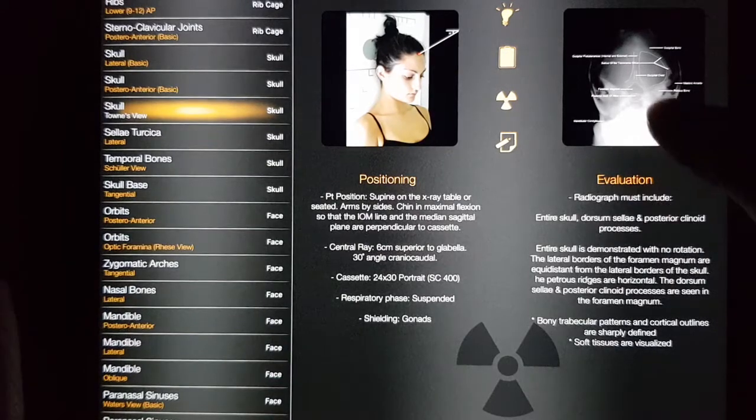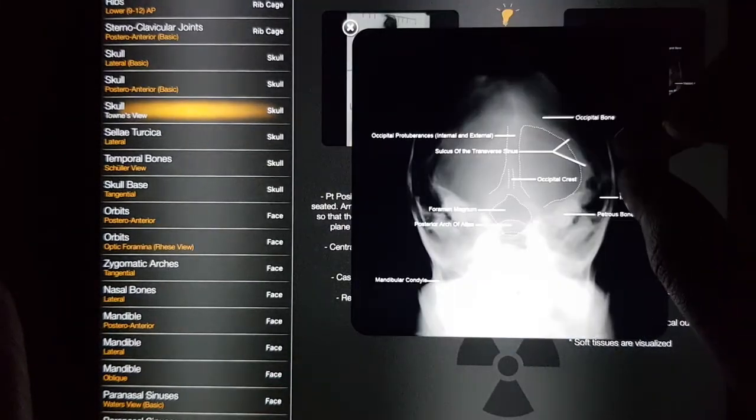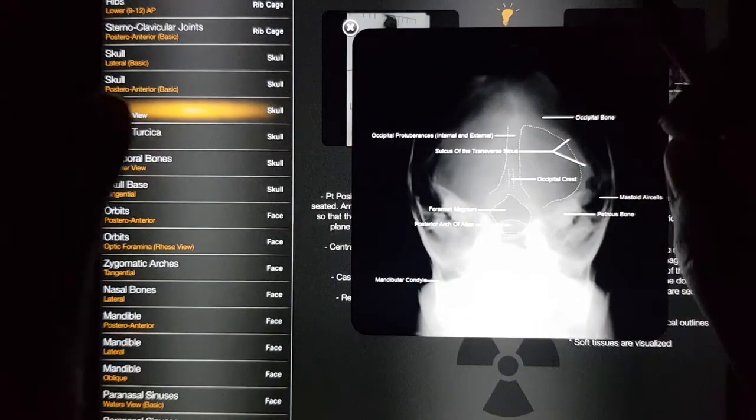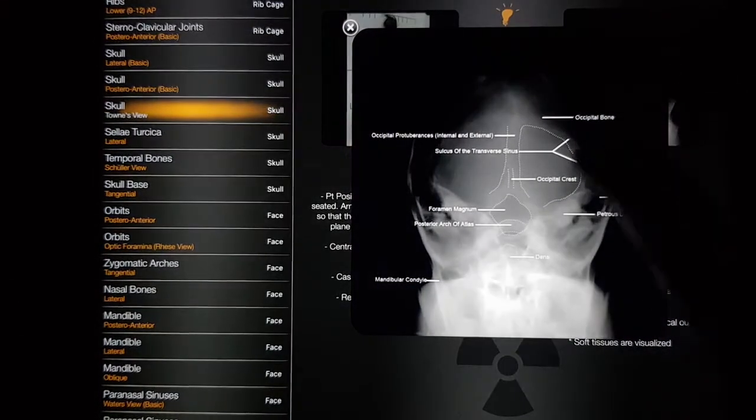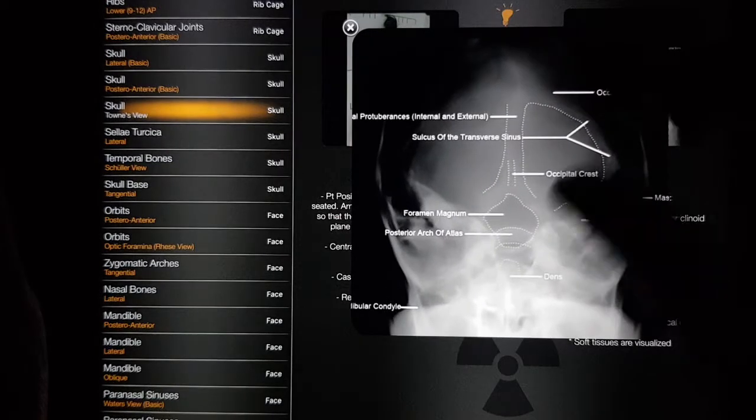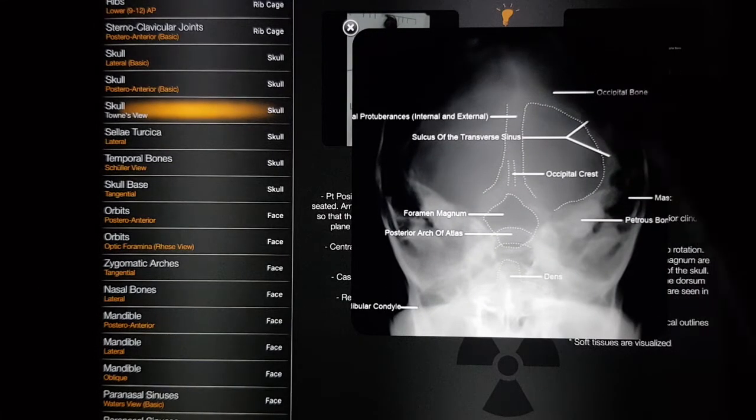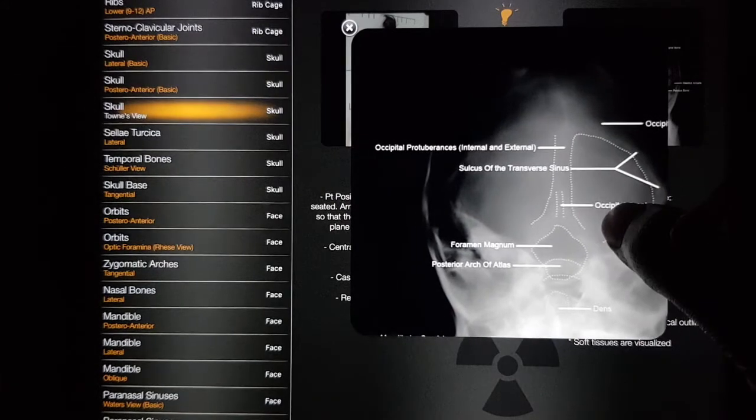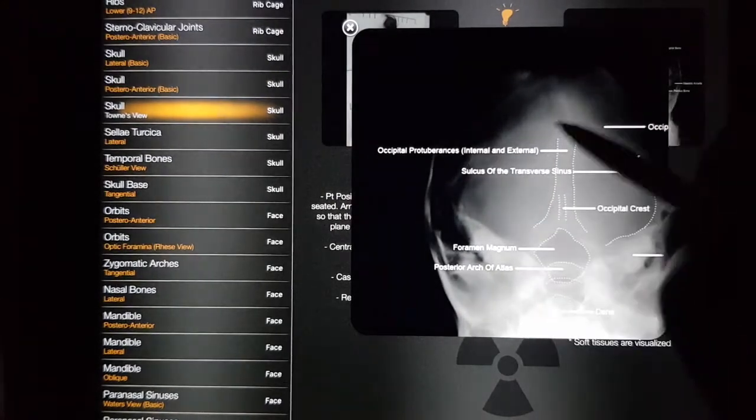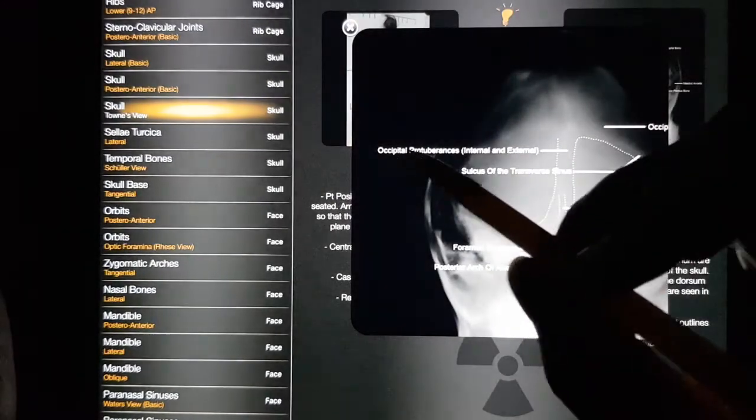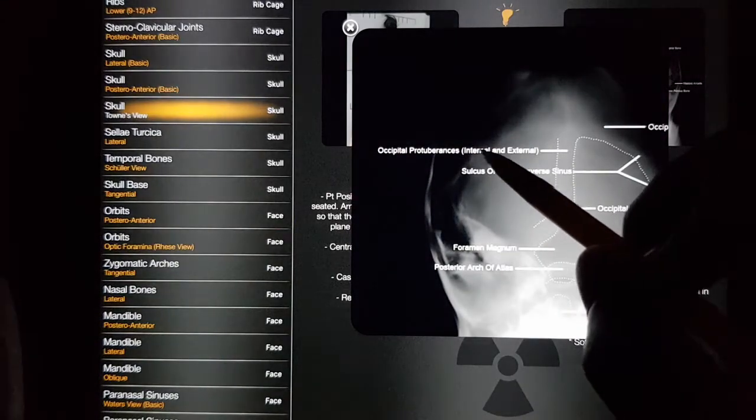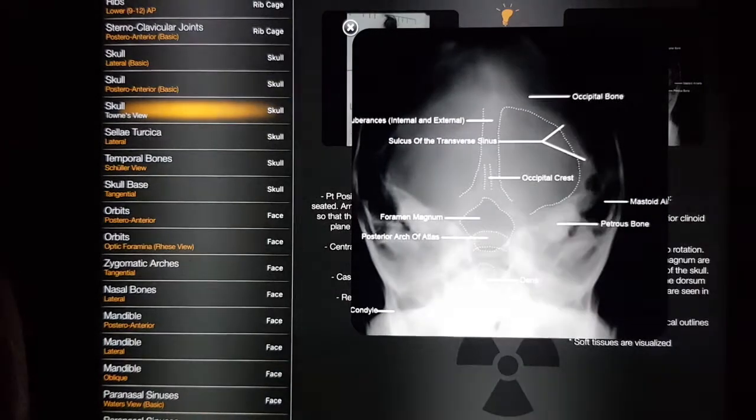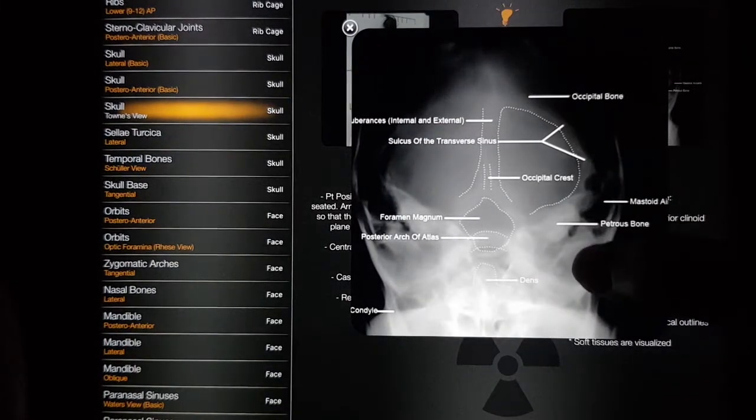Now here is the x-ray. First of all, we should identify certain landmarks, which are already marked here. The sulcus of the transverse sinus, which is added knowledge, is part of the dural venous sinuses. Now coming back to the Towne's view, the occipital protuberance, internal and external, is marked here, and here is the occipital bone.